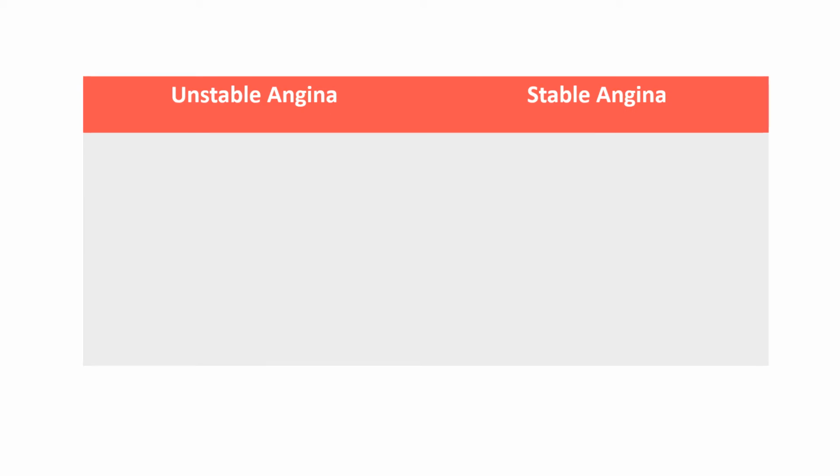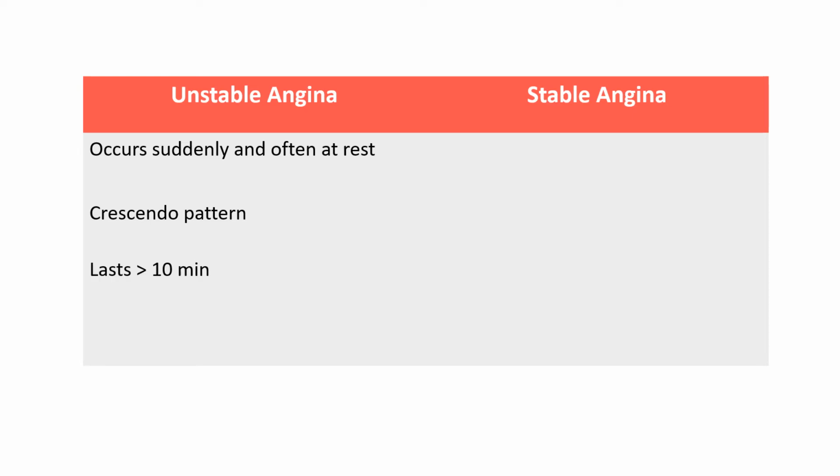Now, unstable angina often occurs suddenly and at rest. We have a crescendo pattern where it gradually builds up with unstable angina, and it typically lasts for greater than 10 minutes. During cases of unstable angina, the troponin level is often normal.